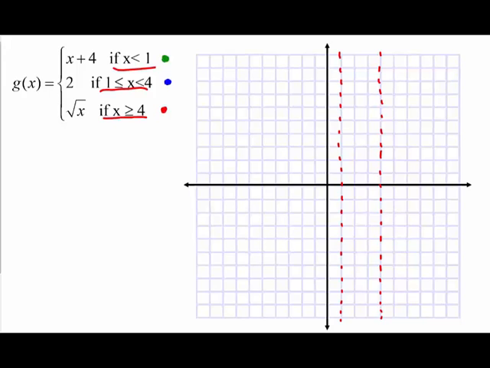So for x plus 4, I've got a y-intercept of 4, and it's going up 1 over 1. So I'm just going to plot these points just to help me. It has less than 1, which means that here it's going to be an open circle. And we're looking at all the points to the left.